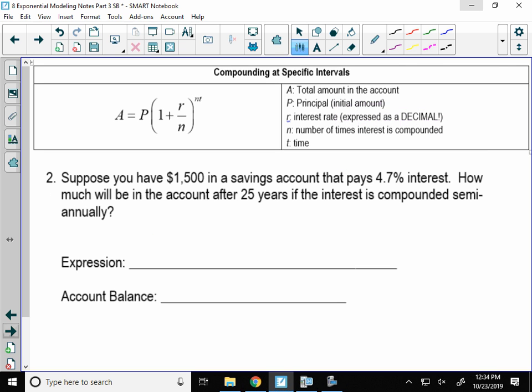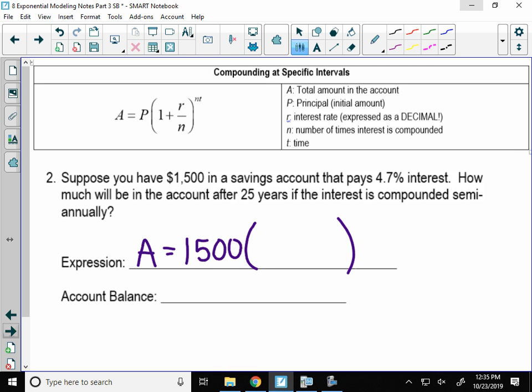All right, last one. So you have a savings account that has $1,500 in it. In a savings account, you get 4.7% interest. If they take interest compounded semi-annually, how much will you have in 25 years? All right, so let's write our equation. A equals, our principal is 1,500.